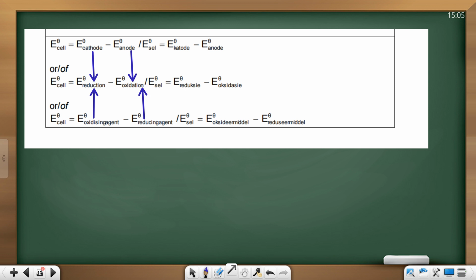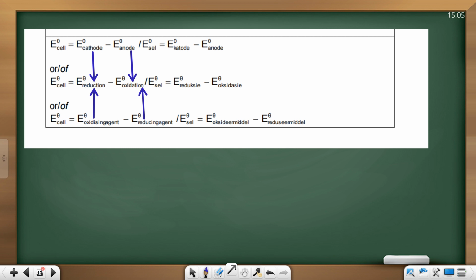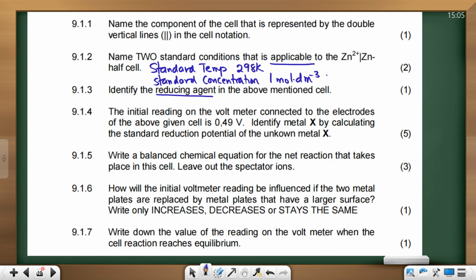So this examiner says, what is the reducing agent? In case you forget, you come here and look at it. The reducing agent is what is oxidized, and that must be at the anode. Boom. You're done. You submit your paper. Reducing agent, it's what is oxidized. And that will take place at the anode.